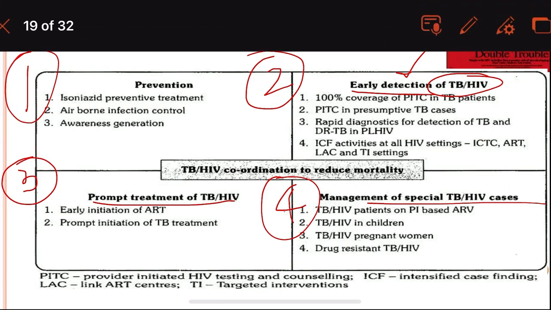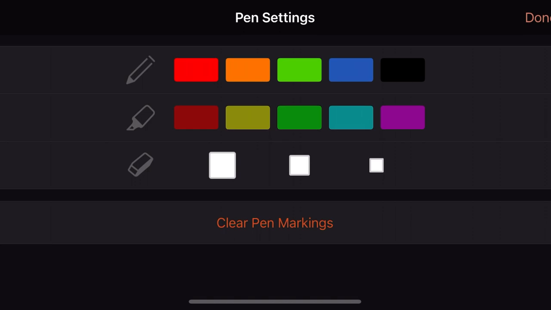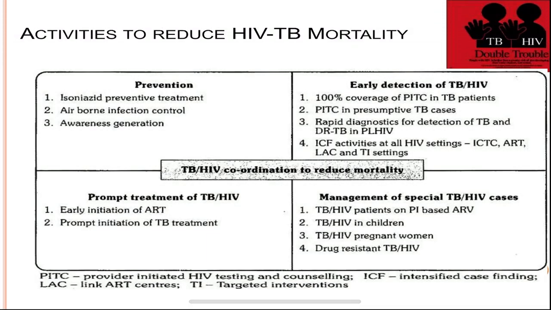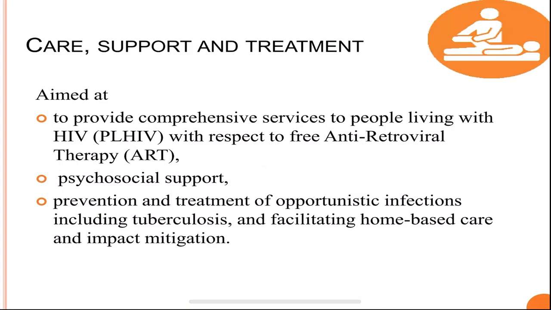So guys, the four important things are prevention, early detection, prompt treatment and management. These are the activities which are done to reduce the HIV or TB mortality. First is prevention, second early detection, third prompt treatment, lastly management of the special cases.